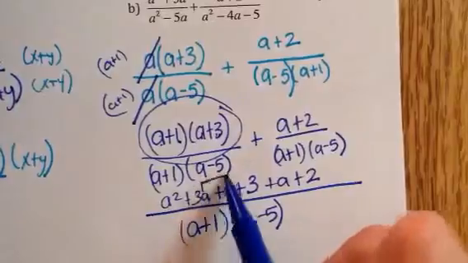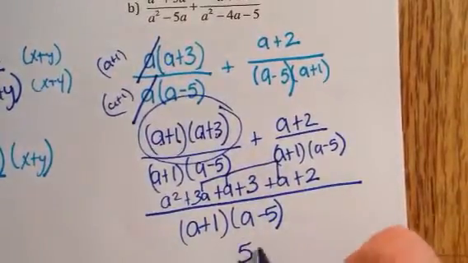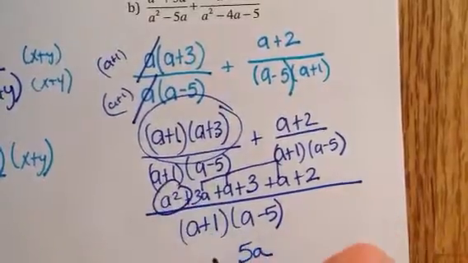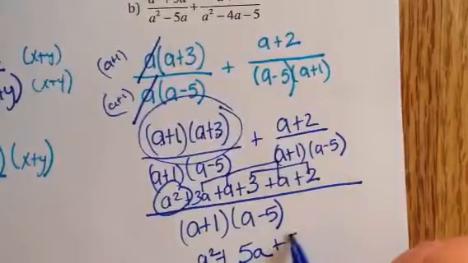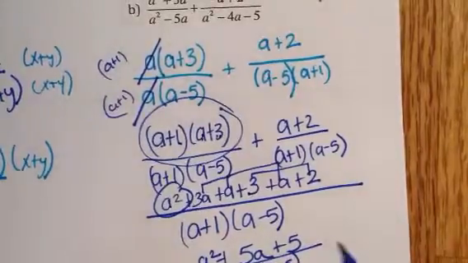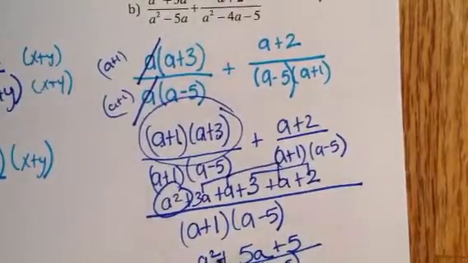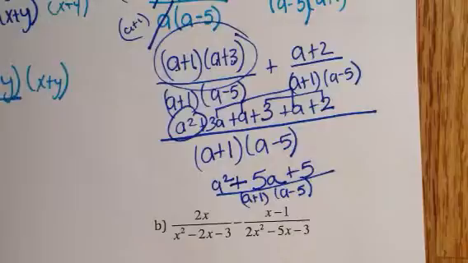Combine like terms. 3A plus A is 4A plus one more A makes 5A. I have 1A squared and 3 plus 2 makes 5, over A plus 1, A minus 5. There are no two numbers that can multiply together to give me positive 5 that add up to give me 5, so therefore I am factored.